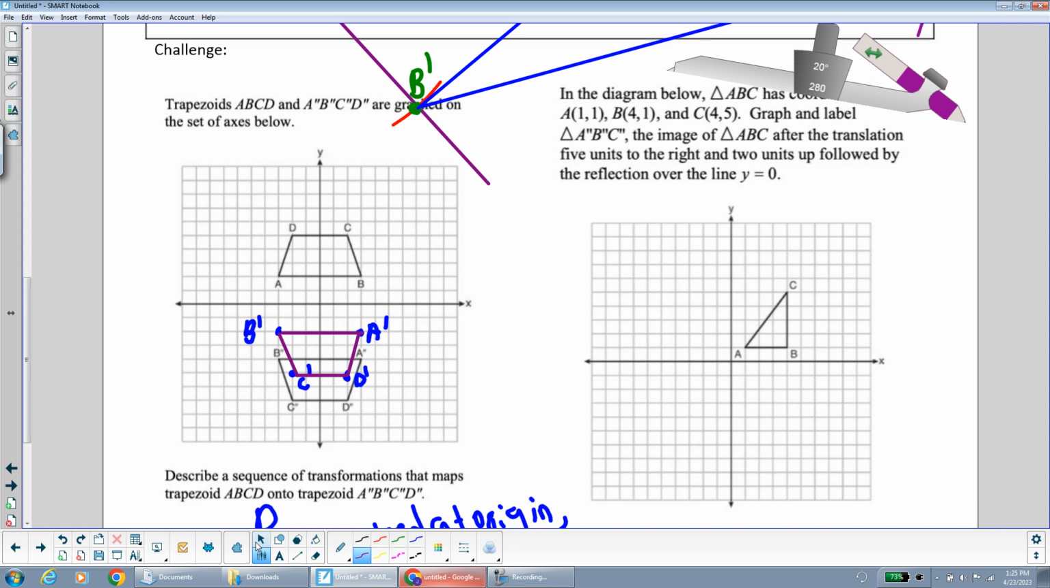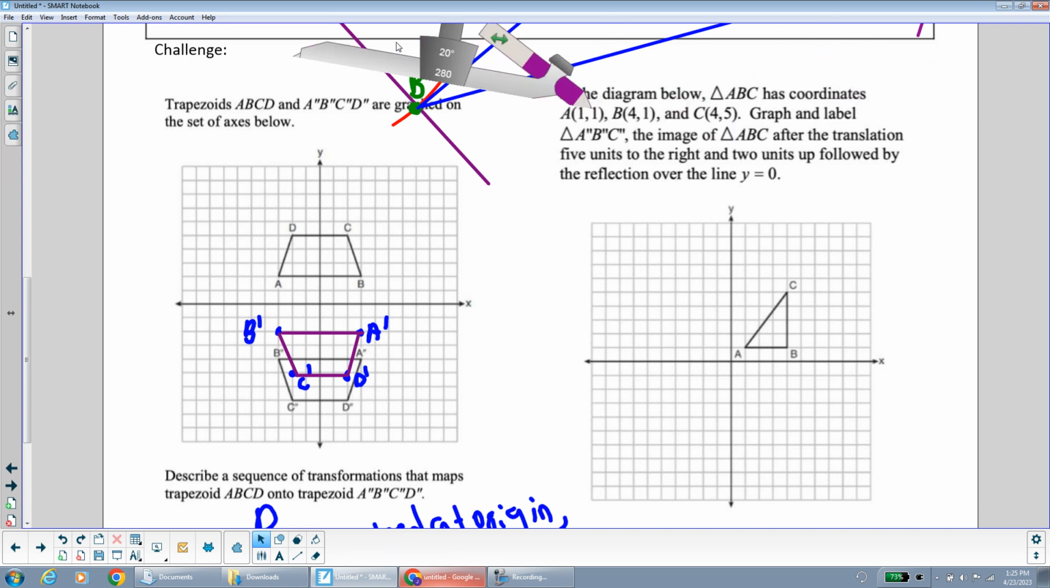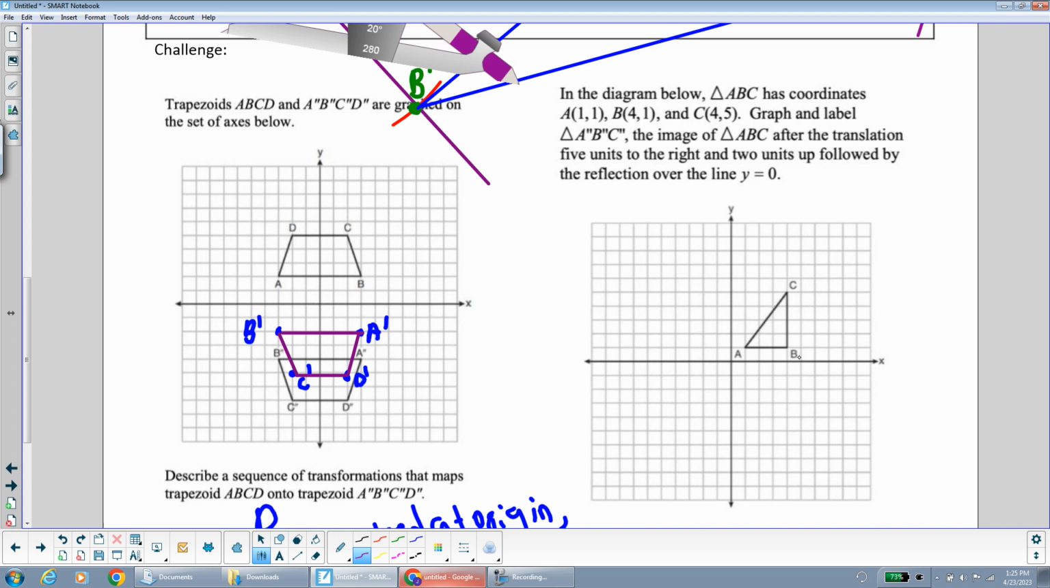Okay, let's take a look at the next one, the last question here. We have to do a translation 5 units to the right and 2 units up. That's easy. 1, 2, 3, 4, 5, 1, 2, for each point.